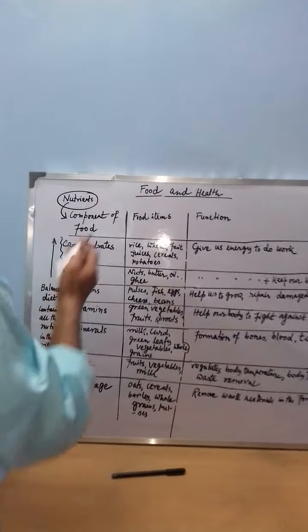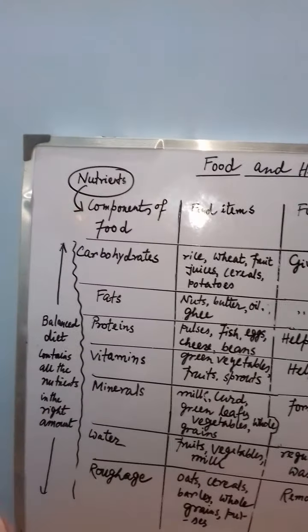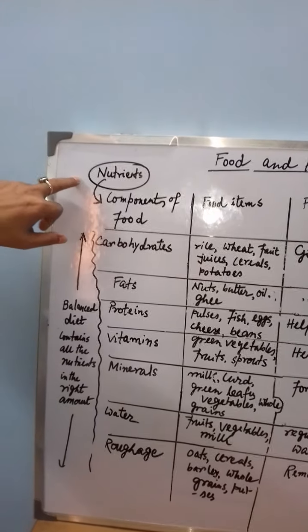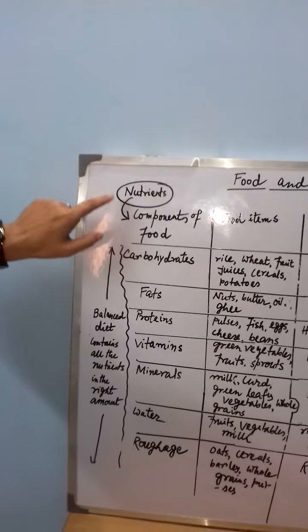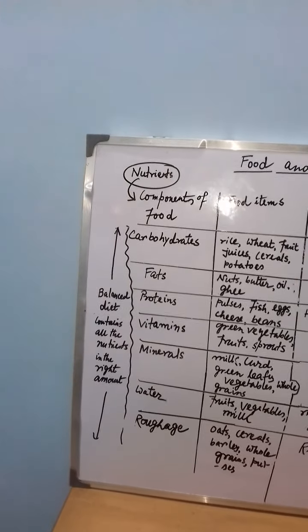Now these components of the food are actually known as nutrients. So what is the meaning of nutrients? Nutrients are some essential food components which provide us a healthy body, help our body grow, and help our body functions work properly. So for a particular food which helps us to grow, we need some nutrients, and these nutrients are termed as the components of the food.